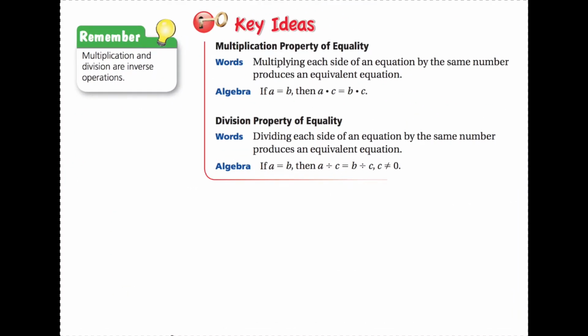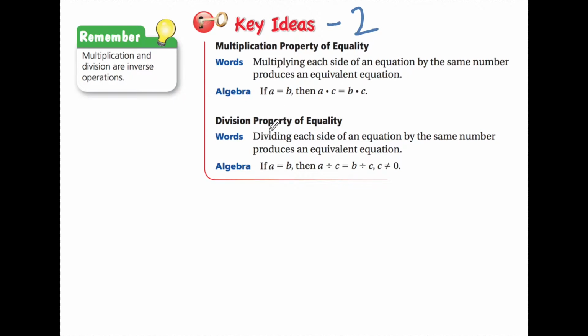Alright, this is going to be our second key idea. Our first one was about addition and subtraction, so we'll make this key idea 2. This key idea is about multiplication and division. So multiplying each side of an equation by the same number produces an equivalent equation. So if A is equal to B, then A times C is equal to B times C.